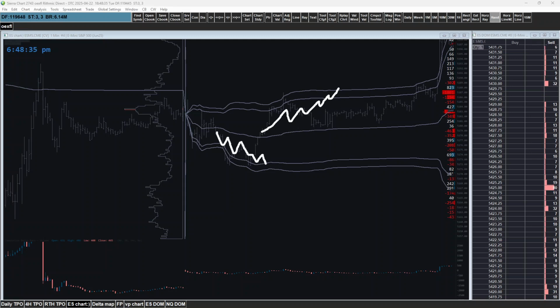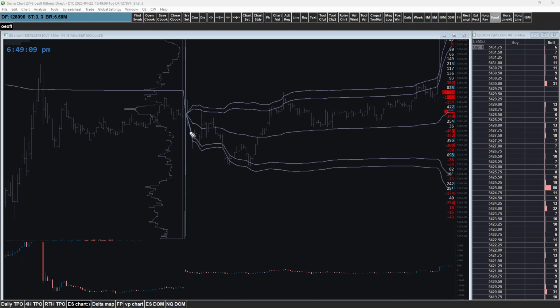Of course, with context and your entry model, you can scalp from these levels. As you can see, we have two bands above and two bands below. This is my standard deviation band setting, 2.03, and the top one is 2.53, and below is the same, minus 2.03 and minus 2.53.